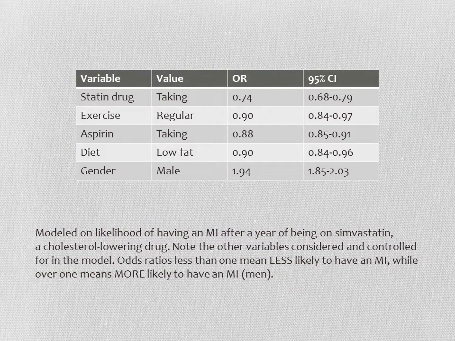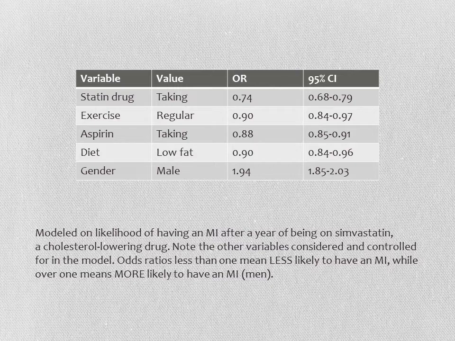So here's an example of the likelihood of having an MI after a year of being on simvastatin, which is a cholesterol-lowering drug. This is just a different way to think about the numbers in a study like that. So we're looking at two populations of people, people that took the statin drug and people that didn't, and then we followed to see whether they had an MI or not. But we were also interested in looking at the impact of these other variables, exercise, and whether they took aspirin, and whether they followed a low-fat diet, and what was their gender, right?